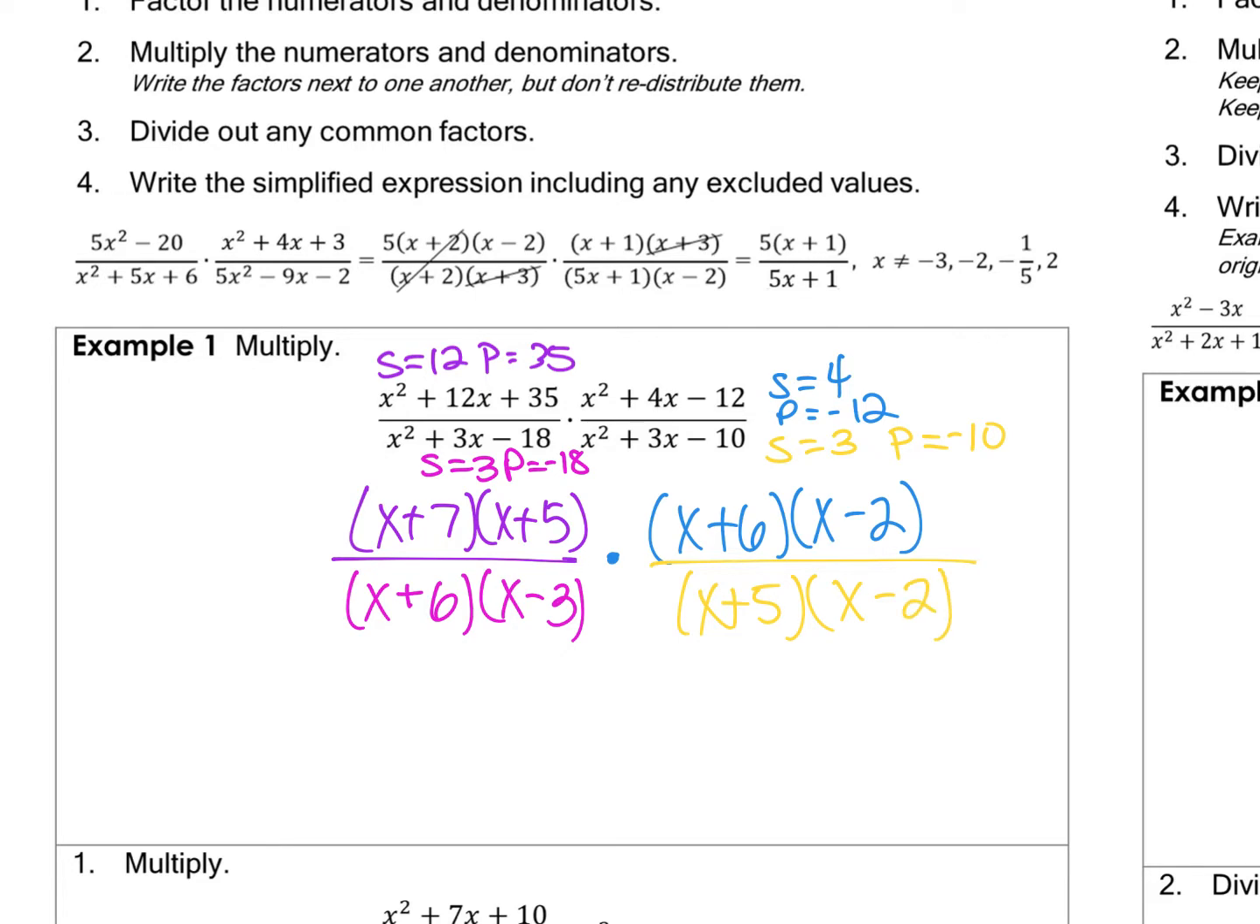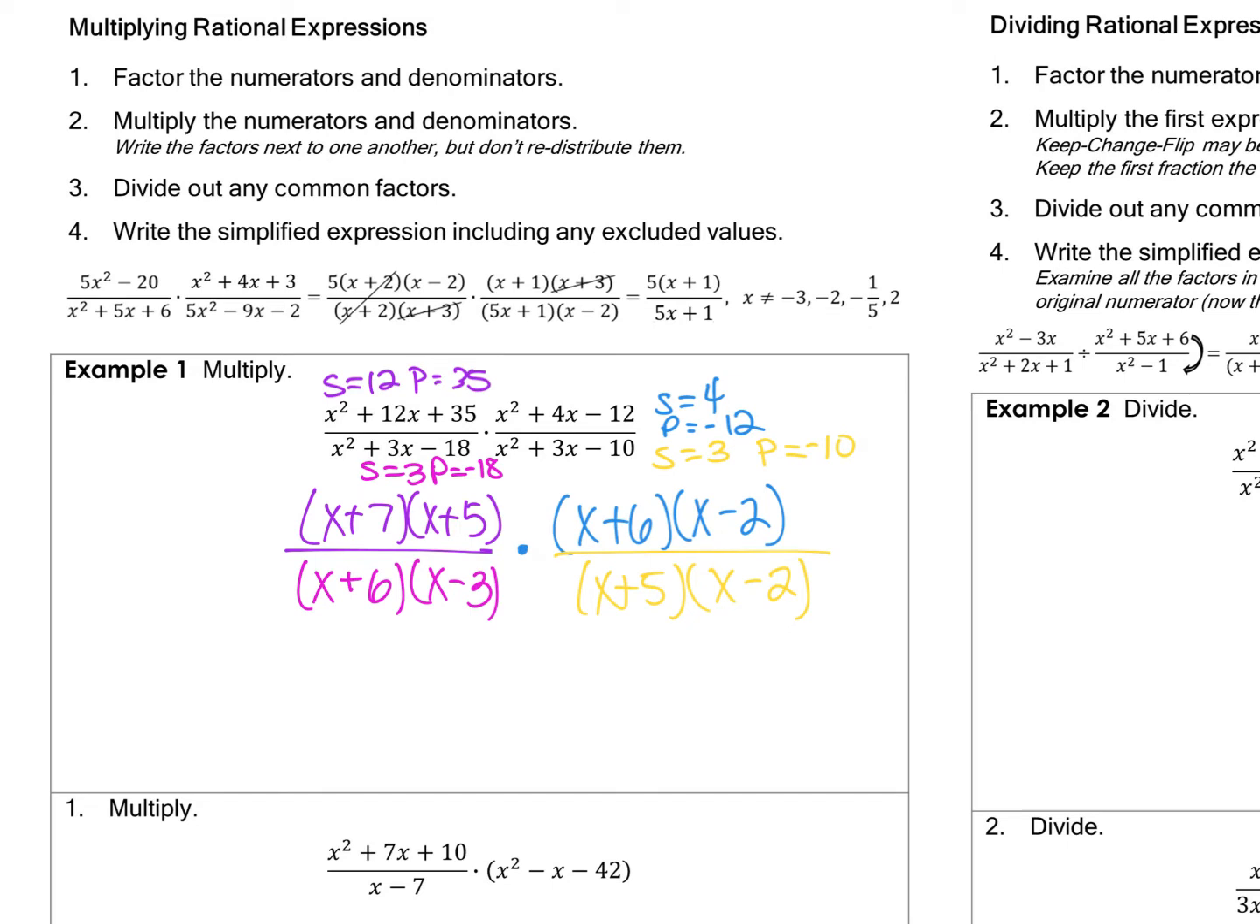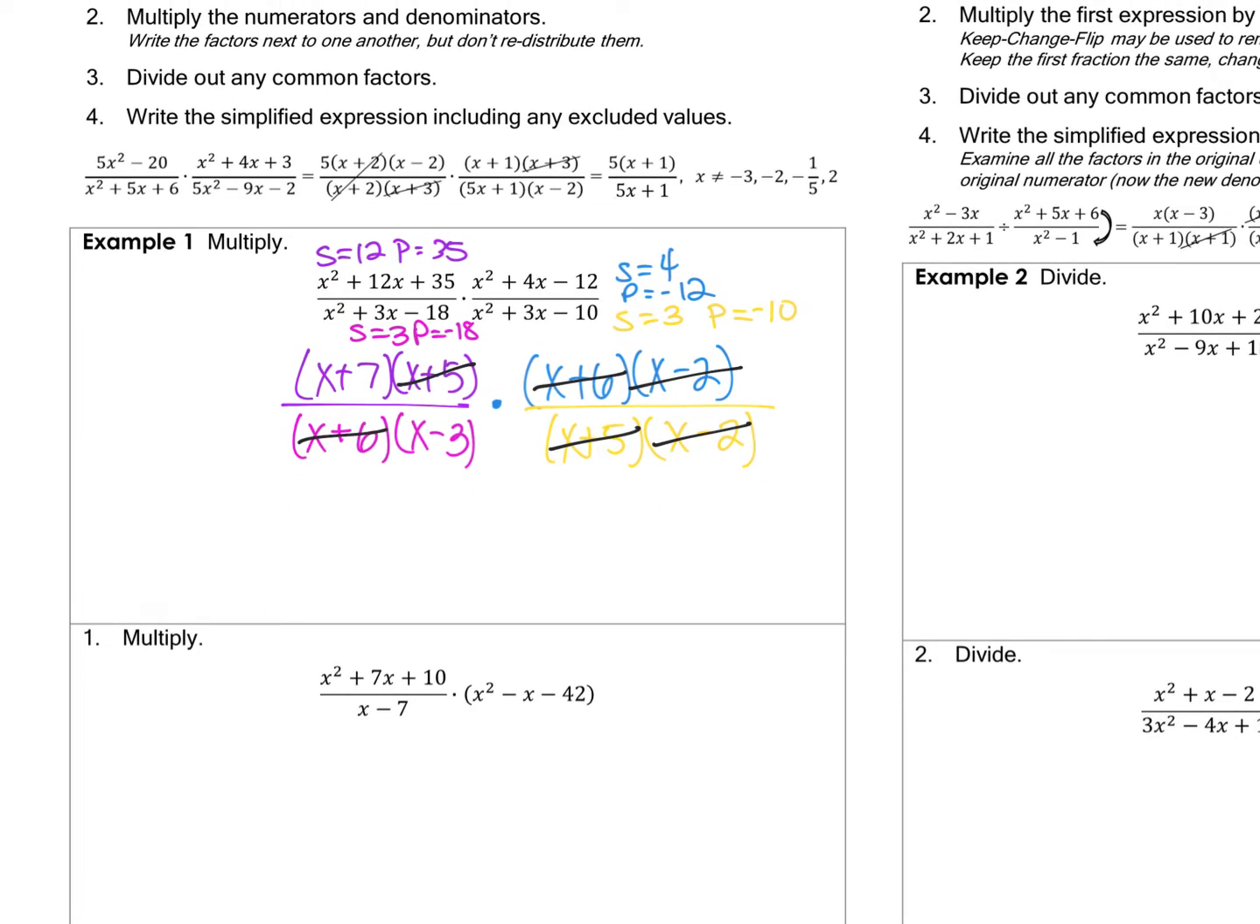Okay, so once we've factored everything completely, then you're looking to see if you have any common factors. Common factors are what cancels out that's on top and bottom or diagonal. So if you look, we have an x plus 5 and an x plus 5 here. We have an x plus 6 and an x plus 6. And then we have an x minus 2 and an x minus 2. And so notice on the top, we are left with x plus 7. And then on the bottom, we're left with x minus 3.